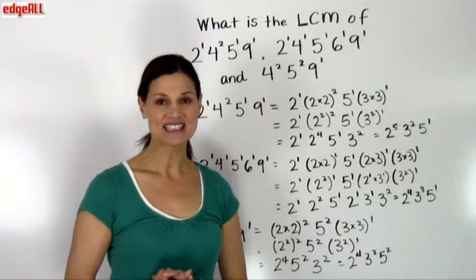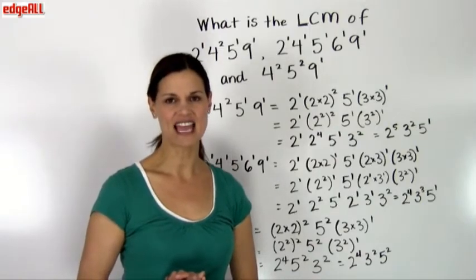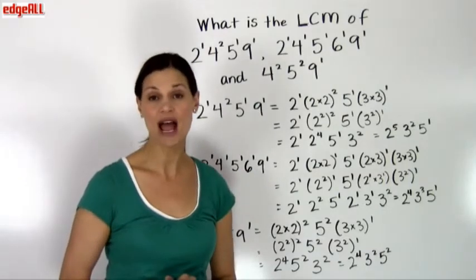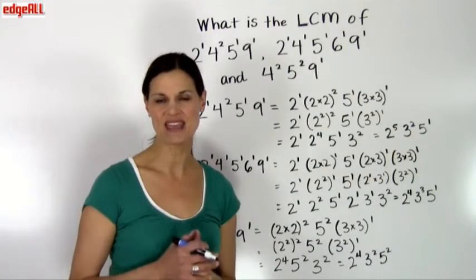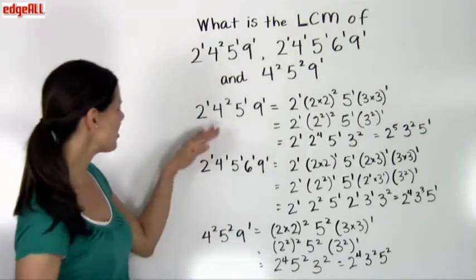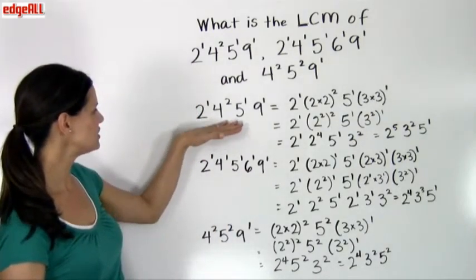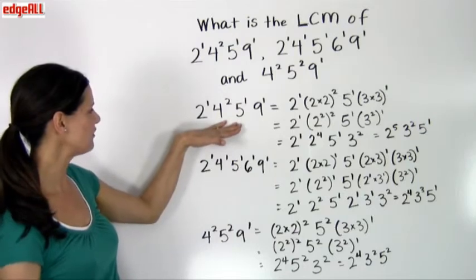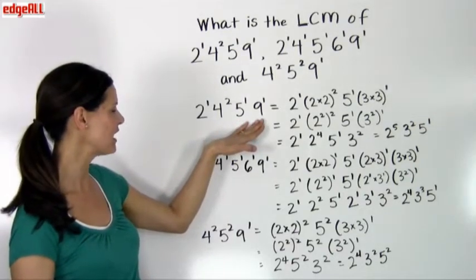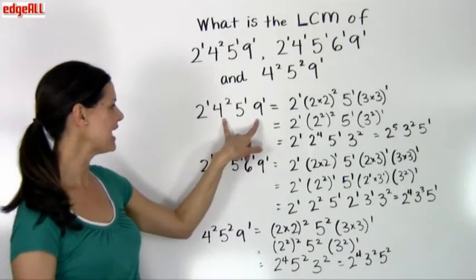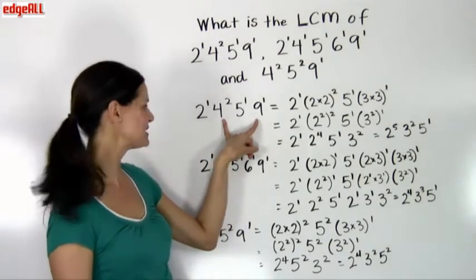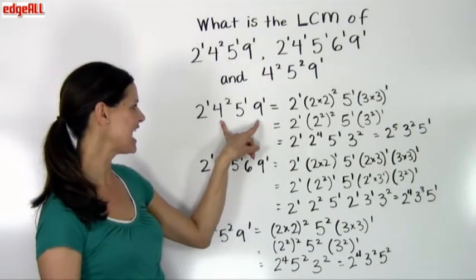But first, our first step is to find the numbers that we have here that are not prime numbers and put them into their prime factorization. So with our first number of 2 to the first power, 4 squared, 5 to the first power, 9 to the first power, I can see right away that I have two numbers here that are not primes. I have 4 and 9.